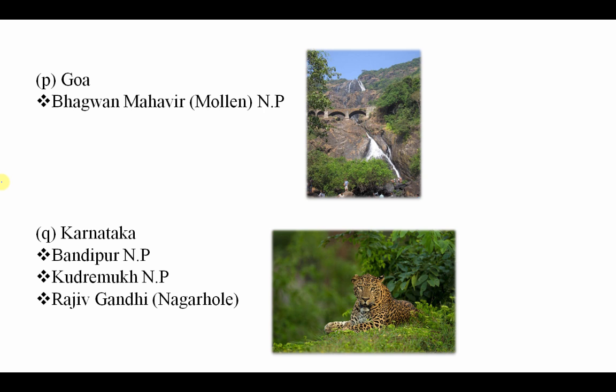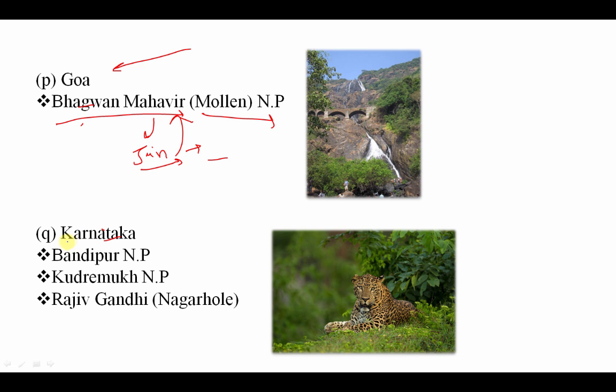Now Goa. In Goa there is a Bhagwan Mahavir National Park. Okay, you need to understand that this is a very odd name. There is Jainism, and a few people who belong to Jainism live in Gujarat and Goa. But there is a national park named Bhagwan Mahavir Mollem National Park. So you don't need to remove this option whenever this question is asked. Bhagwan Mahavir is in Goa. You need to remember this.